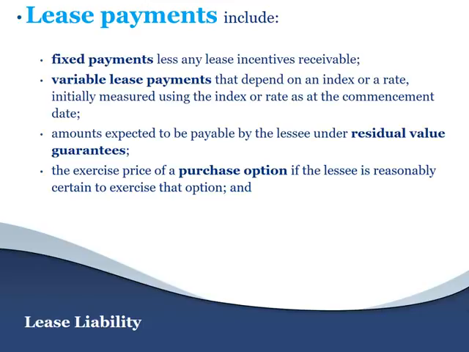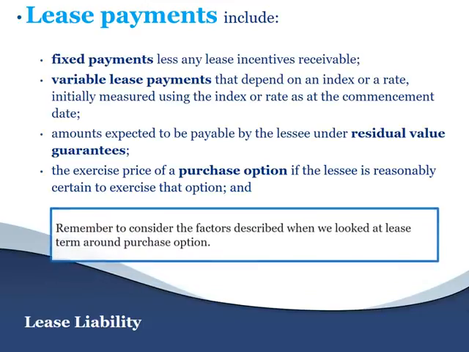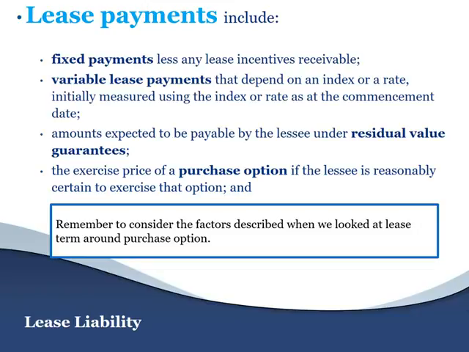Next, we would include the exercise price of an option that is reasonably certain to be exercised. An example here is if you were given a purchase option to purchase an asset, say at the end of a 5-year lease for $10,000, and we knew very clearly that that was going to be a very good price at that stage for this asset, then you would include it in your lease terms. Obviously, you need to look at all the factors to determine whether or not it would be exercised by the lessee.